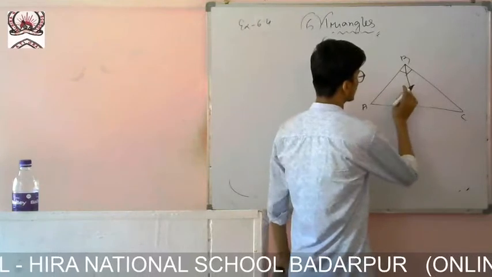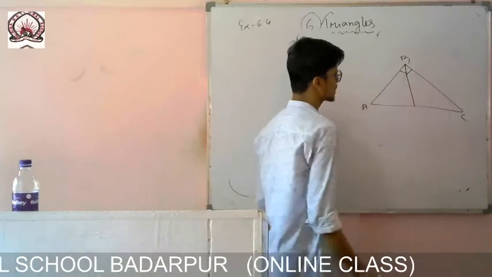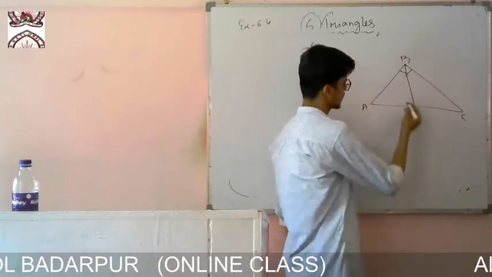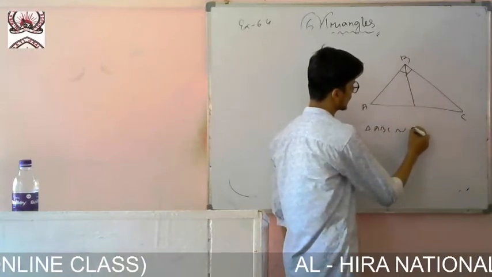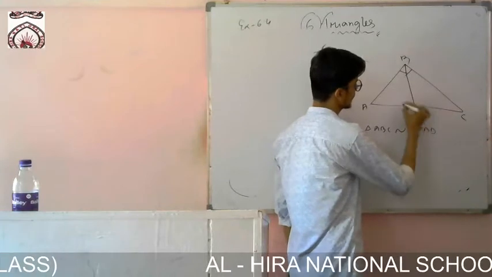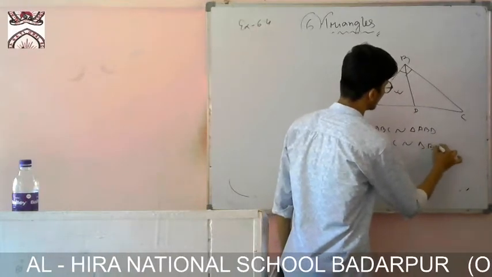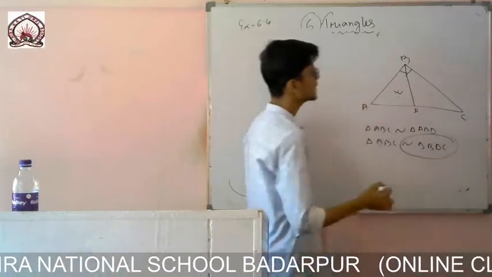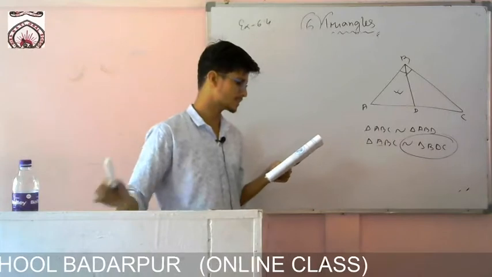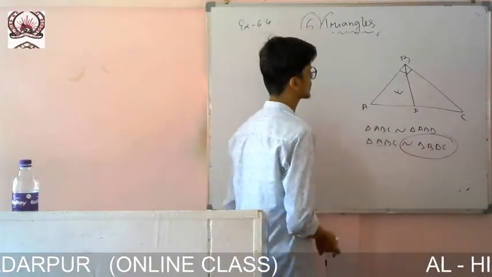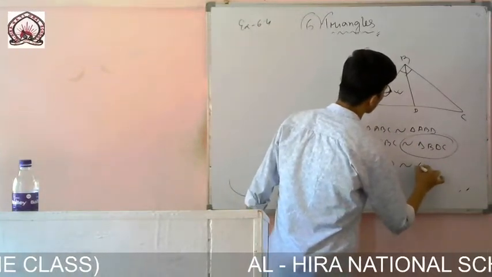After drawing this one, it has been divided into two triangles. So I can say that these two are similar. So triangle ABC is similar to triangle ABD, and triangle ABC is similar to triangle BDC also. So this is the theorem: the triangles on both sides of the perpendicular are similar to the whole triangle and to each other also. And I can write that triangle ABD is similar to triangle BDC also.